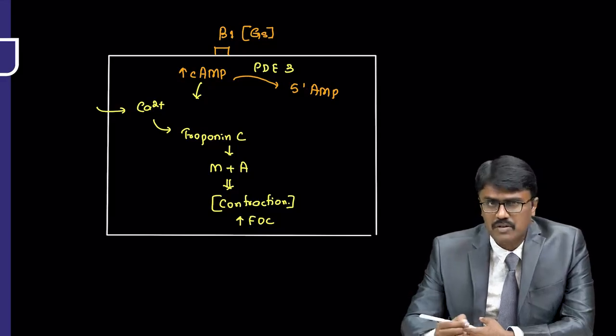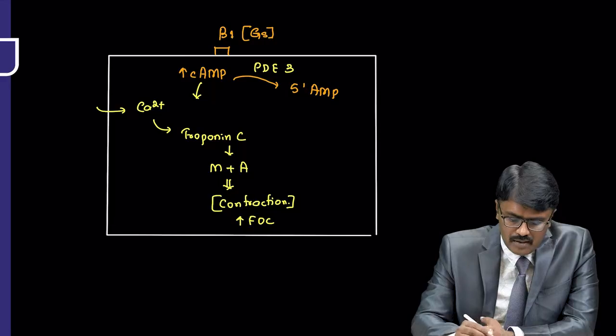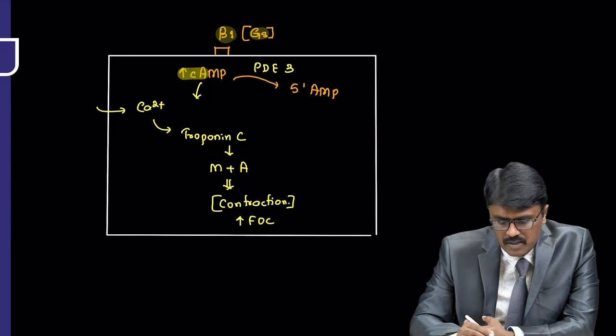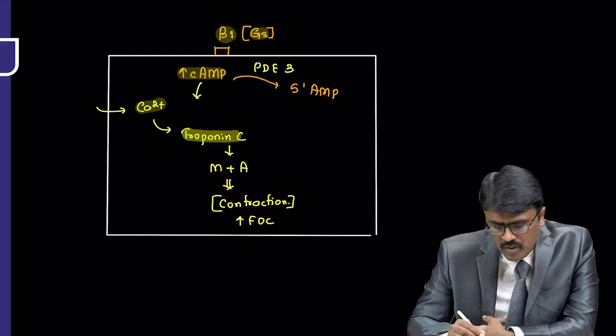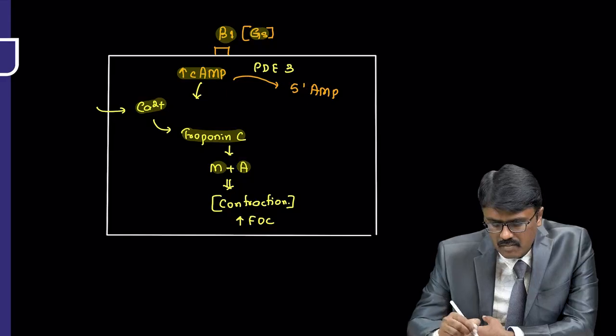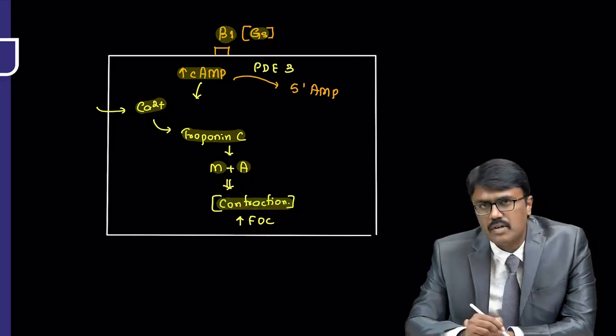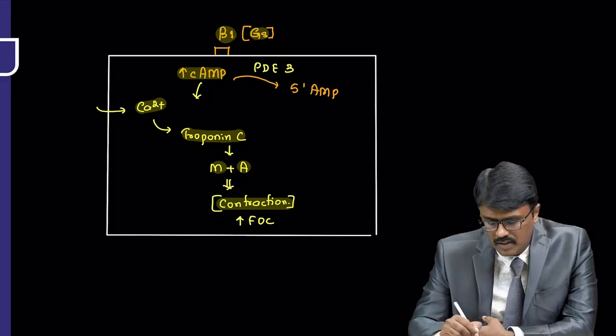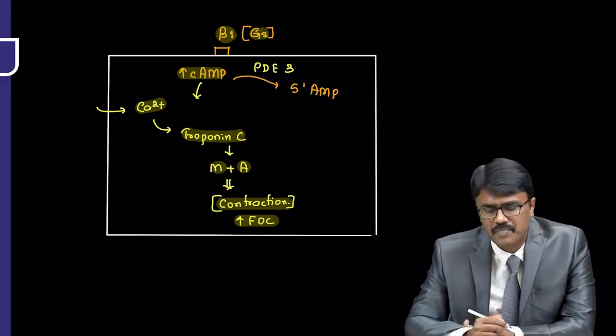So this is your physiology. Beta 1 is a Gs coupled receptor. It acts by increasing cyclic AMP, which will allow calcium to enter. It binds to troponin C, and when it binds to troponin C, myosin and actin will combine and they will cause contraction of the cardiac myocyte, and there is increase in force of contraction.